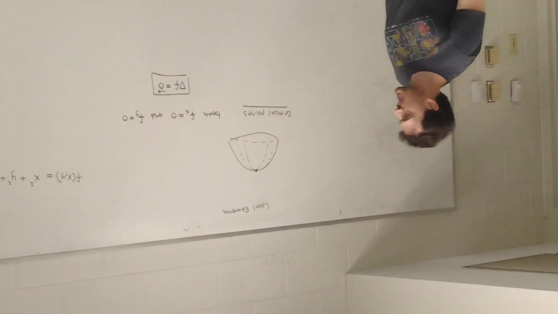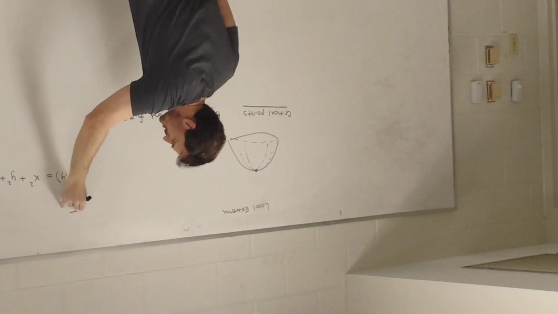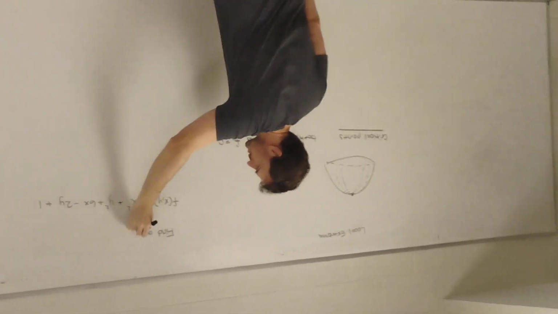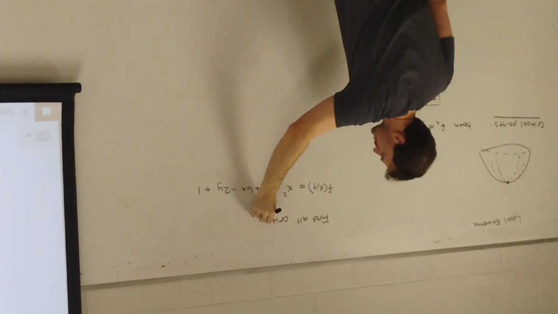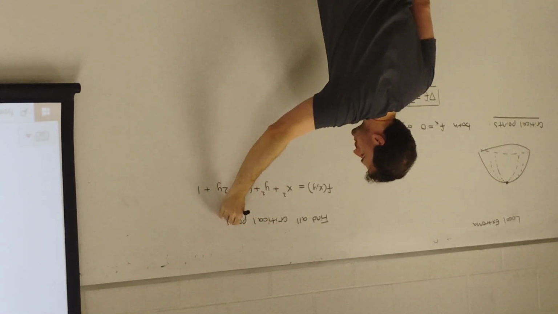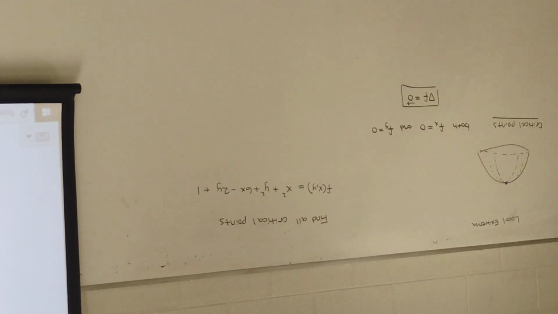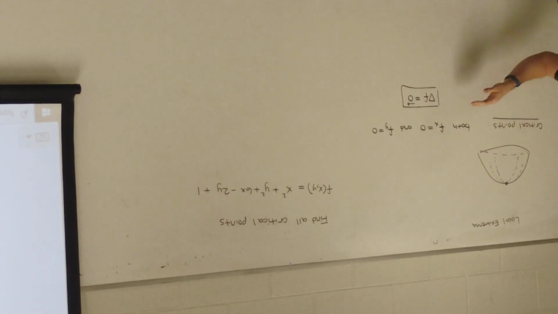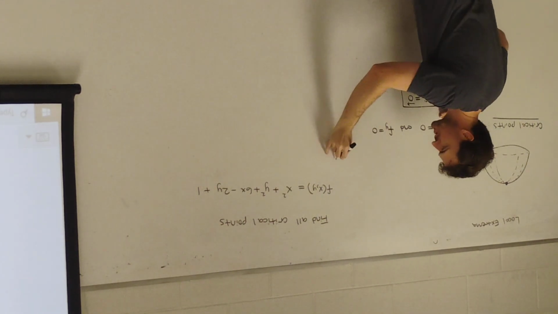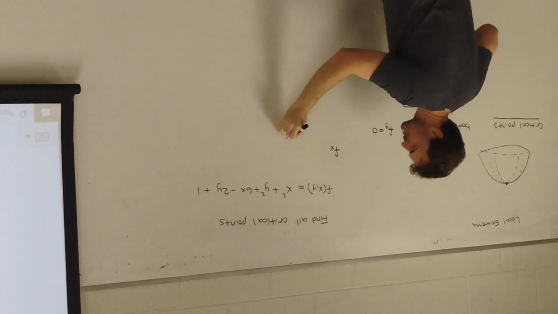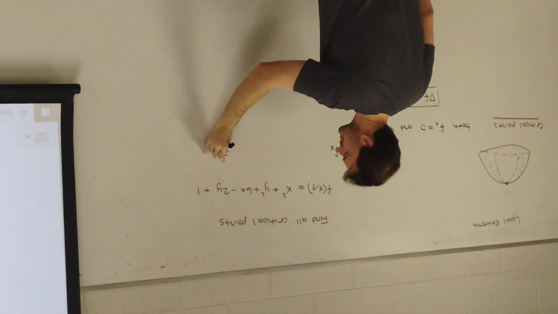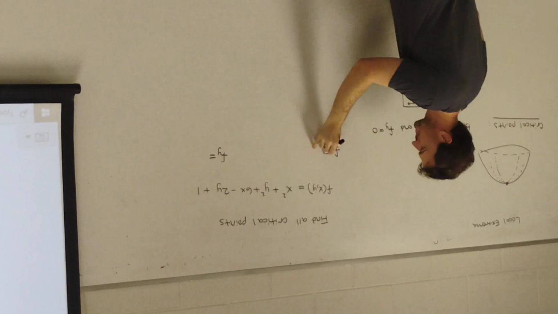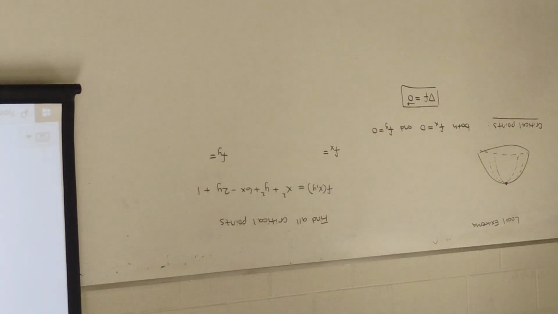All right, so I gave us a surface here. Find all critical points. So to find the critical points, compute both your partial derivative with respect to x and your partial derivative with respect to y, and then we're going to set both equations equal to 0.